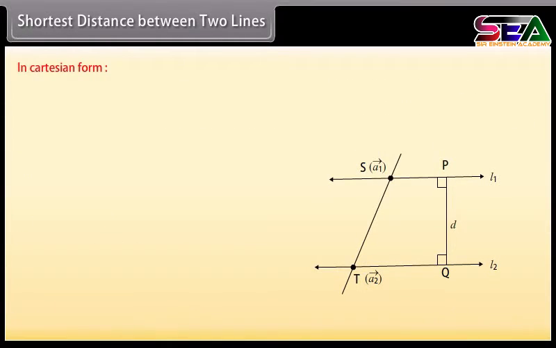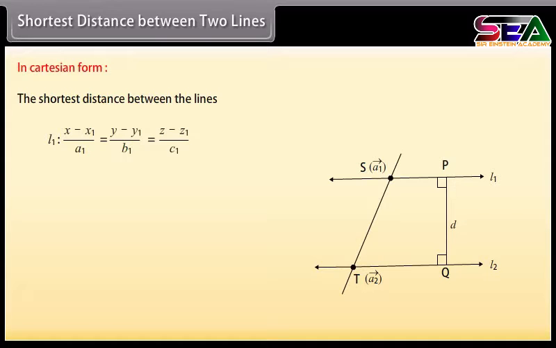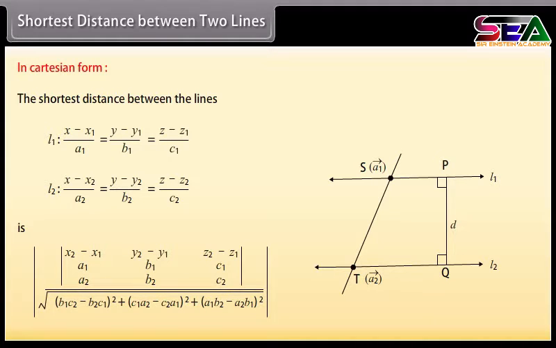In Cartesian form, the shortest distance between the lines L1: (x minus x1) by a1 equals (y minus y1) by b1 equals (z minus z1) by c1, and L2: (x minus x2) by a2 equals (y minus y2) by b2 equals (z minus z2) by c2, is modulus of the determinant, row-wise, first row x2 minus x1, y2 minus y1, z2 minus z1, second row a1, b1, c1, third row a2, b2, c2, divided by square root of (b1 c2 minus b2 c1) square plus (c1 a2 minus c2 a1) square plus (a1 b2 minus a2 b1) square.